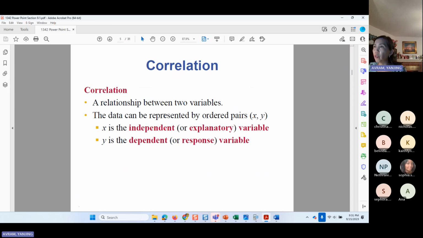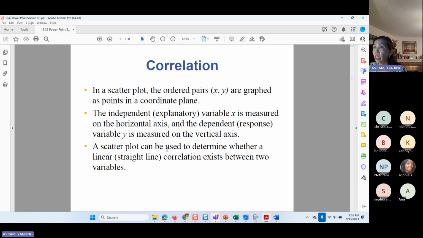So what is a correlation? Correlation is usually trying to look at an independent variable and how it affects a dependent variable, like x and y. But we don't really call them x and y. We call x the independent or explanatory variable. We call y the dependent variable, or the response variable. Sometimes people also call it the outcome variable.